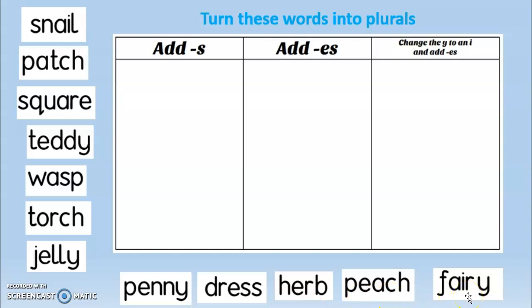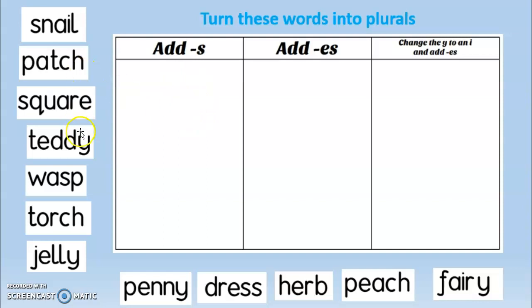I want you to turn all of these words into plurals and you need to sort them under the right heading. Okay, so if you just need to add an S, then you will put the word over here. So we'll do the first one together. So the word snail, where will the word snail go? If we change it into a plural, snails, has it got one sound at the end? Has it got one phoneme? Yes, it has. So we would write snails under this heading here, okay?